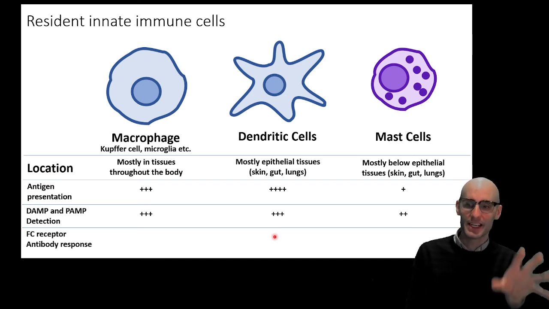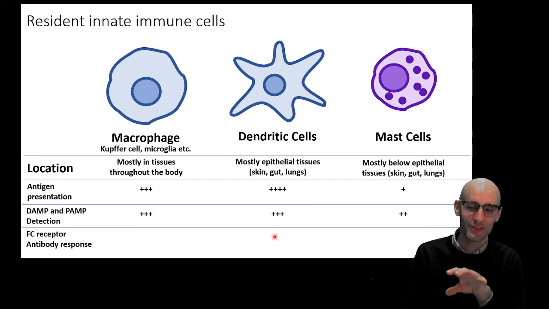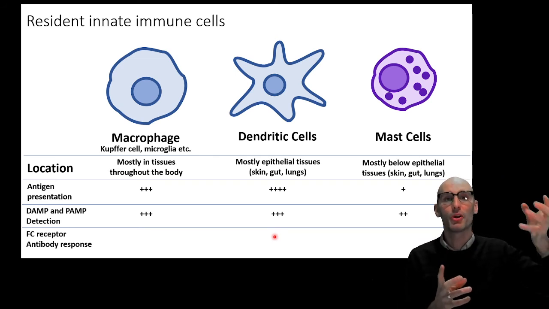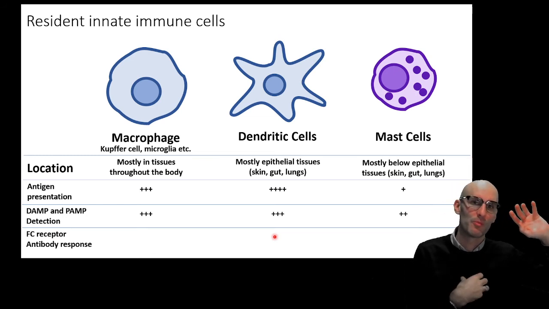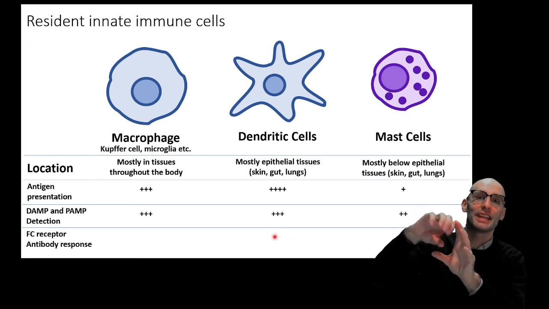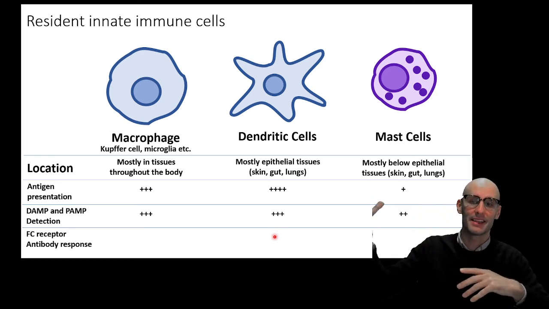Here's one of the major differences. So Fc receptors. So this is the antibody response, and I'll do a little bit more of a deep dive on this. So Fc receptors bind to antibodies, and those antibodies were produced by your adaptive immune system. So the antibodies go out, they bind to the antigen, and then our resident immune cells detect the antibody that has been bound to the antigen.